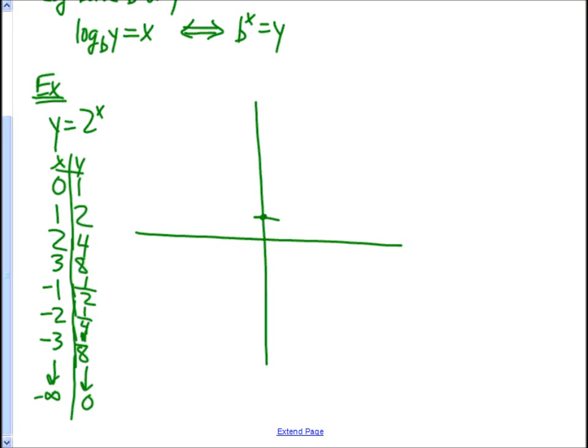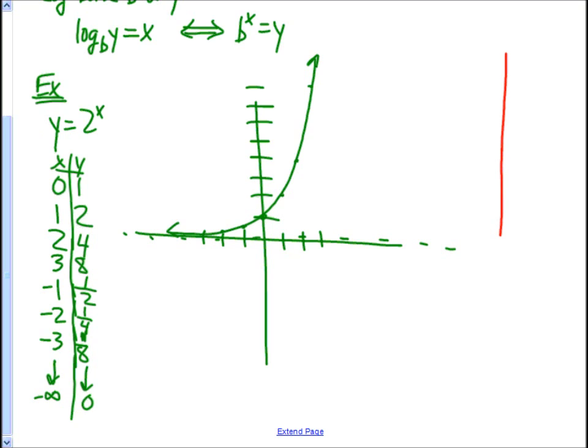I know what this looks like. At 0, 1; at 1, 2; at 2, 4; at 3, 8; at negative 1, I'm up a half; at negative 2, I'm only up a fourth, and so on. And of course you've got the horizontal asymptote there. What would its inverse look like?